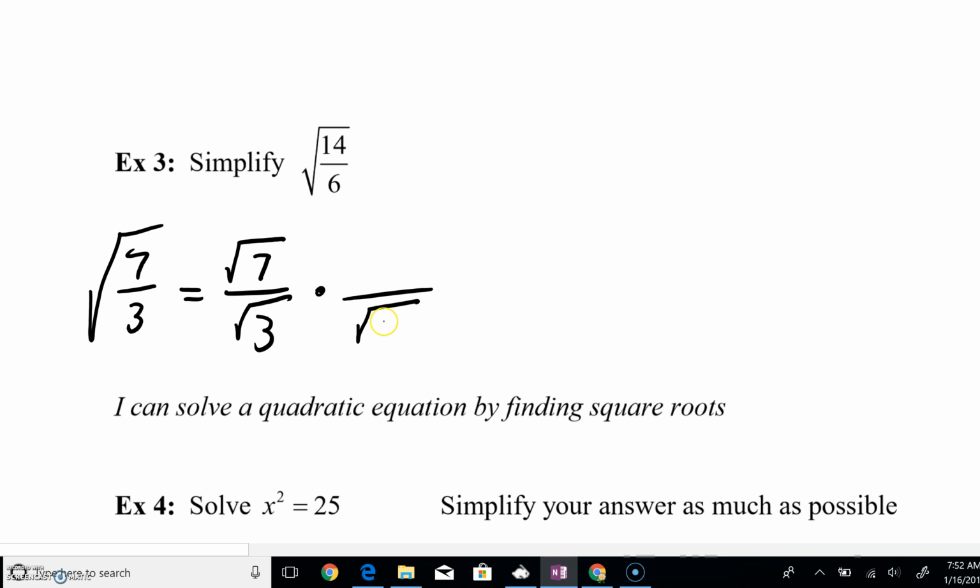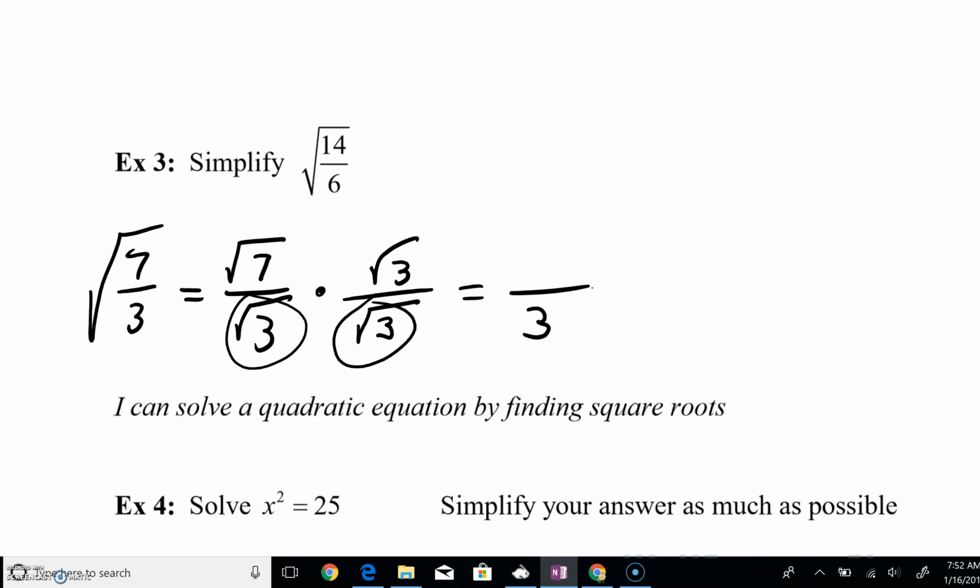Square root of 3. And kids will say, why are you doing that? Well, now I have 2 radical 3's down below. What's radical 3 times radical 3? Just a 3. Here's the big difference. Now in my new answer here already, you can see I don't have a square root down below. That's what we want to have happen.